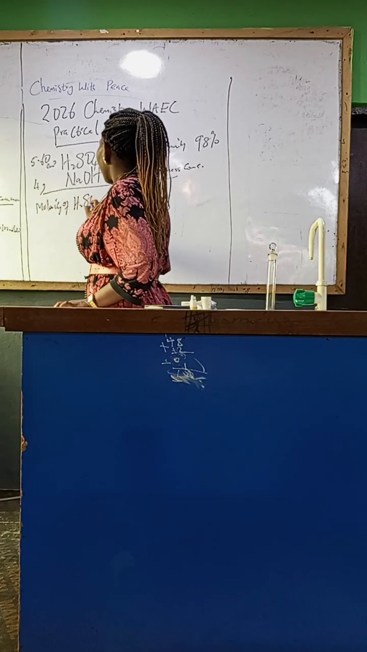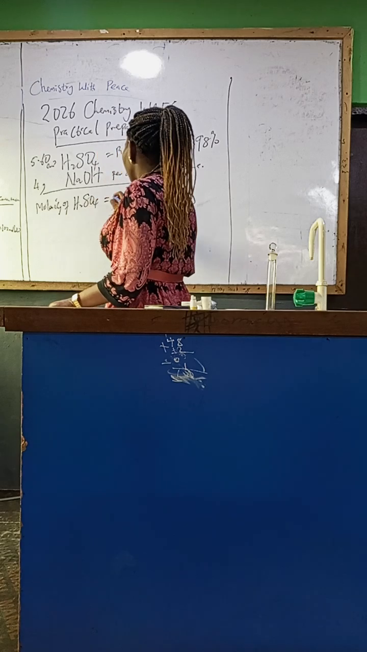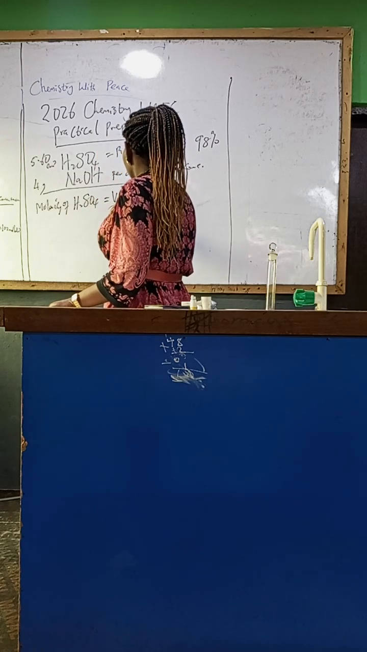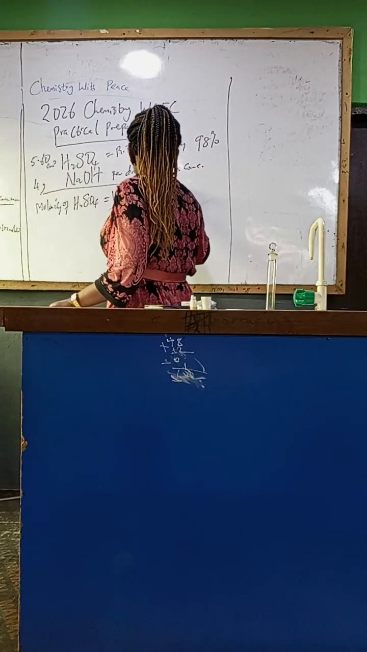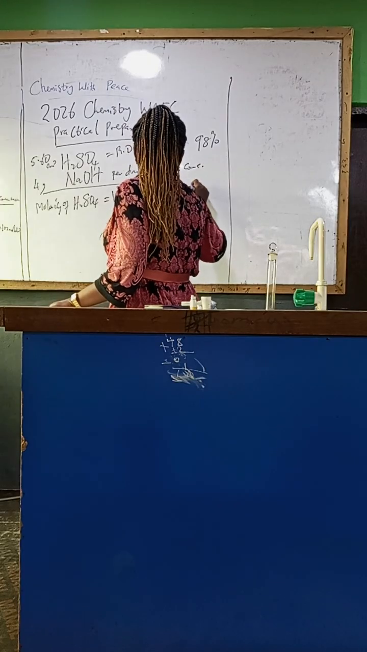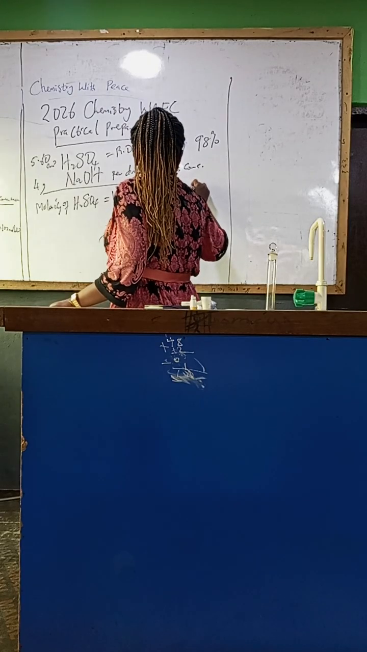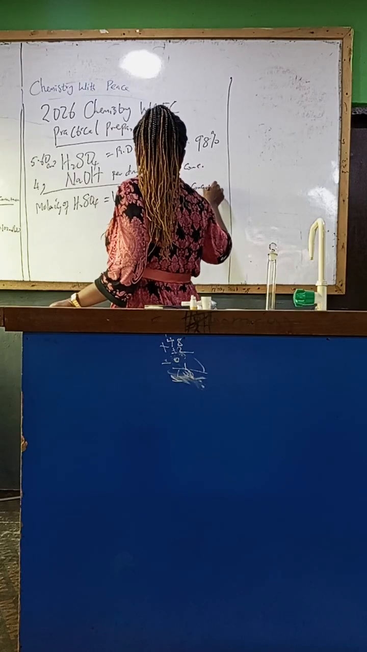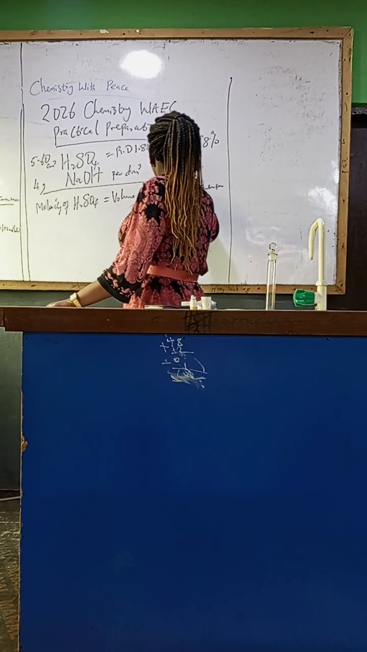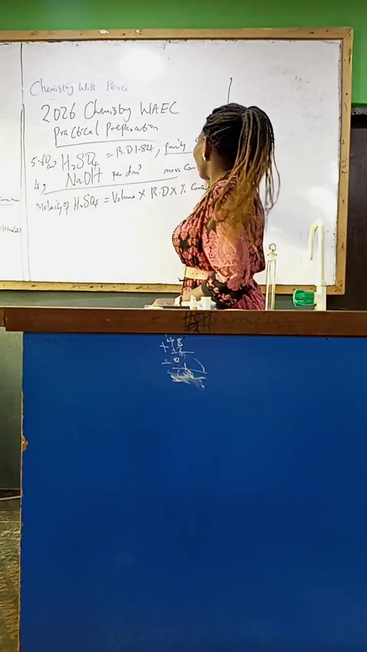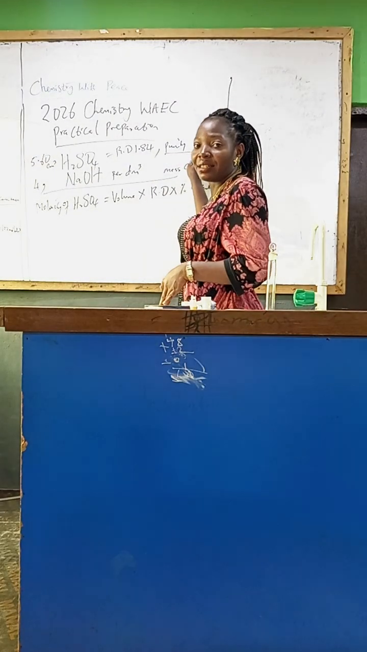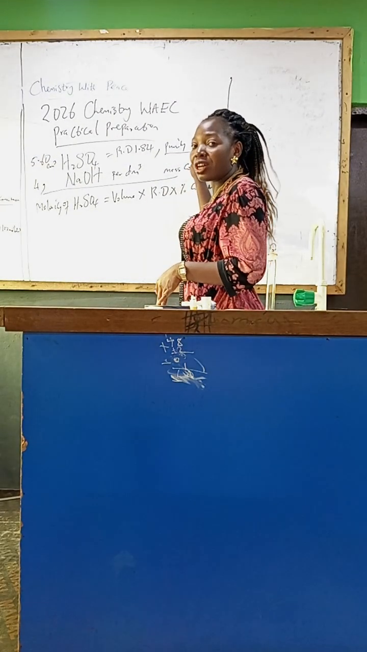Okay, first of all, the molarity of H2SO4 is equal to the volume times the relative density times the percentage concentration. Okay, don't get this wrong. This is the concentration of acid. Do you get? This is not the molar mass.